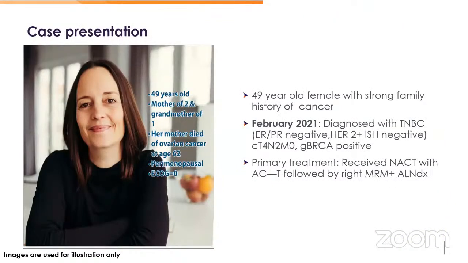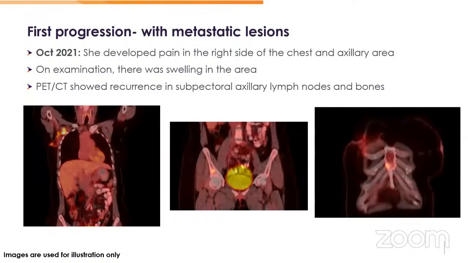The next slide, please. So we come to an interesting case. It is a 49-year-old female with a very strong family history. In February 21, she was diagnosed with triple negative breast cancer. It was ER/PR negative, HER2 2+, FISH negative, clinical T4N2M0, and she's a germline BRCA2 positive patient. She was treated with NACT, 4AC 4T, followed by right MRM with axillary lymph node dissection. Remember, this is 2021. Change the slide, please.